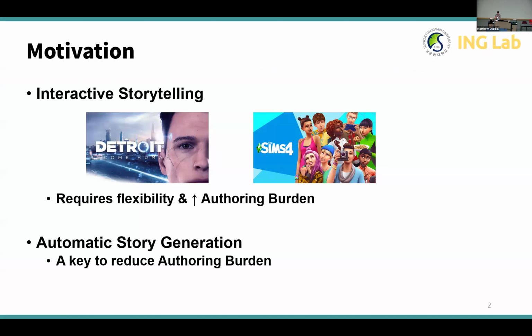Interactive storytelling provides a story based on the player's interaction. For example, in Detroit: Become Human, based on the player's choices, the game gives different narrative progression and different endings. For another example, in The Sims, players can interact with NPCs in the world and make their own story. Interactive storytelling can provide these personalized experiences.